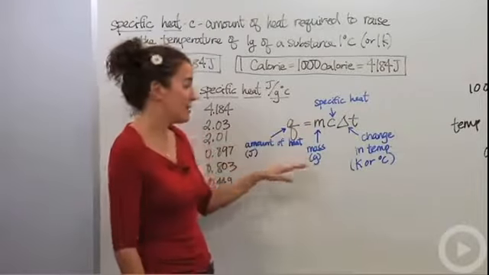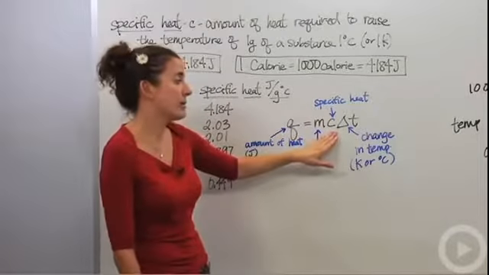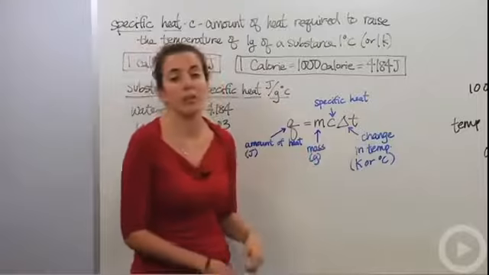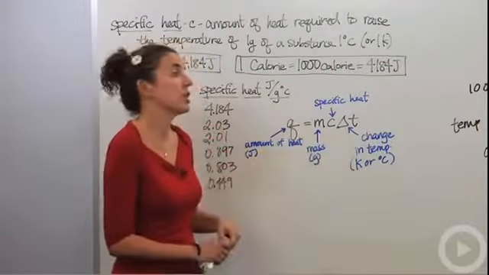M is our symbol for mass. It's usually measured in grams. C is our specific heat of that particular substance, and delta T is the change in temperature. Again, it can be in either Kelvin or degrees Celsius. It doesn't make a difference because it's the change in temperature.